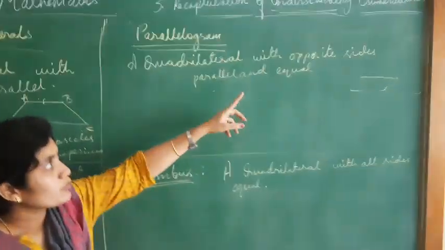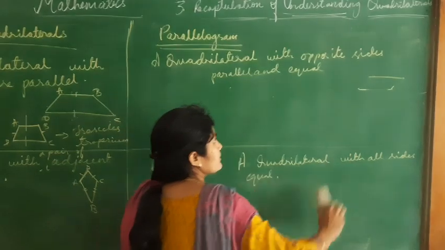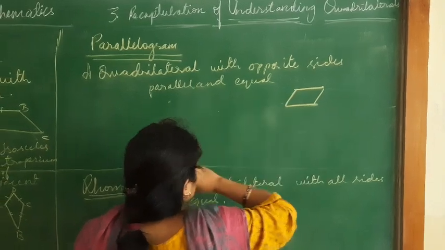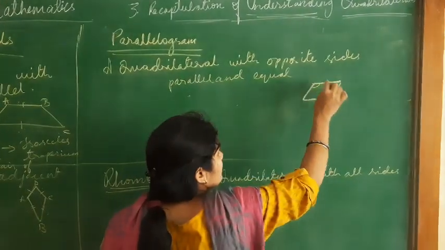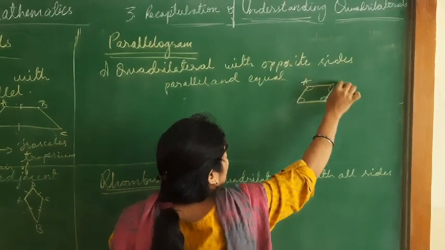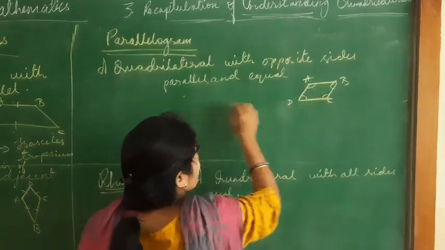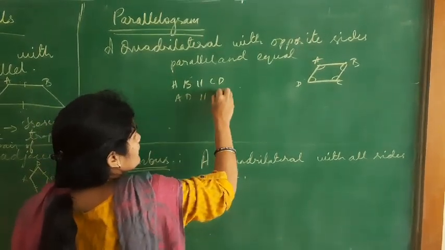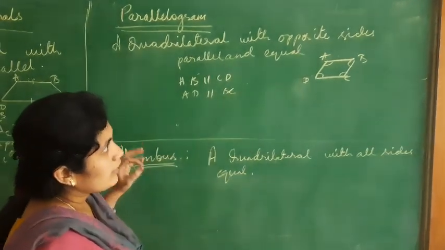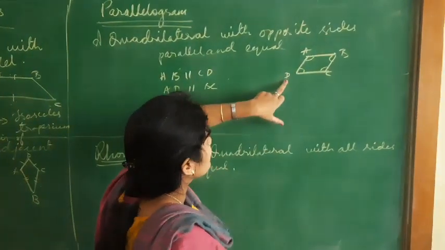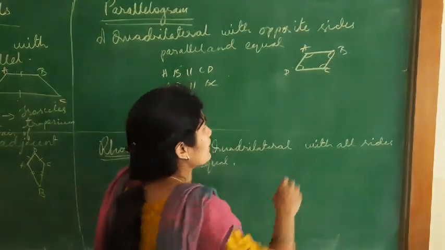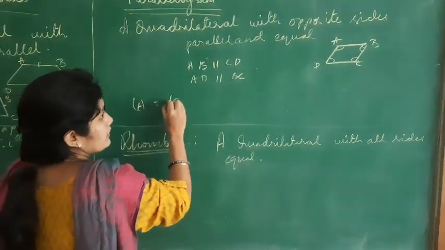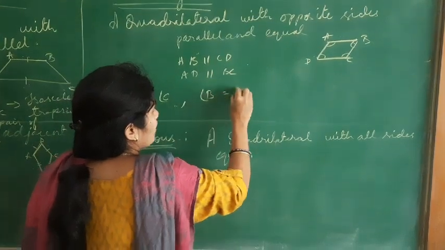A quadrilateral with opposite sides parallel and equal. Here this is a quadrilateral where opposite sides will be parallel and equal, and some of the properties are opposite angles will be equal. A, B, C, D. AB is parallel to CD and AD is parallel to BC, and length also will be the same, and AB will be equal to CD and AD will be equal to BC. Opposite angles will be equal in the parallelogram, that is angle A is equal to angle C and angle B will be equal to angle D.